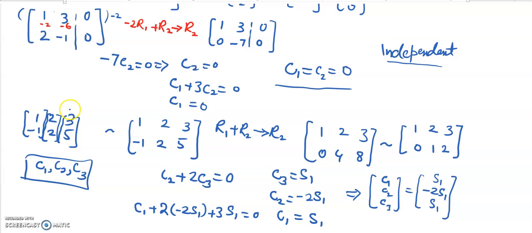However, this is not the complete answer. Only for these particular values these are independent, but this is not the situation. S1 can have any value. So for example, if S1 has a value of 1, then these values will become 1, minus 2 and 1. So then what will we get? Okay, so we will also get 0 over here. We will also get 0 over here.